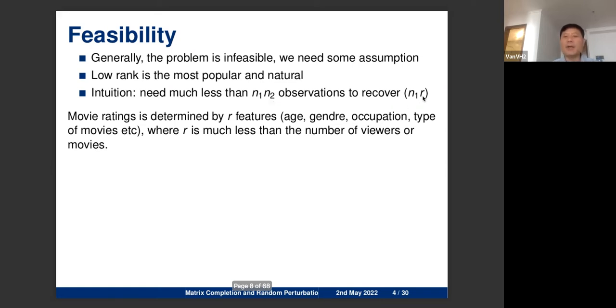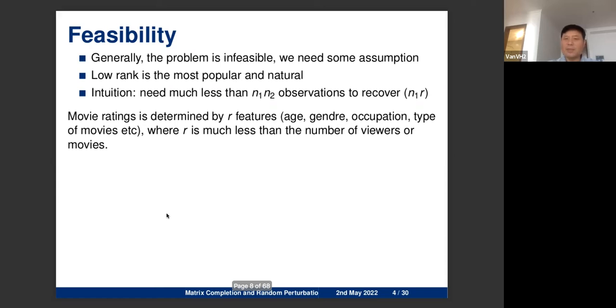And typically, if we are really lucky, then we need only, say, R times the dimension to get the matrix. We don't need the product of the dimensions. And the motivation, or actually the reason for this low rank assumption, is that usually things are determined by only a few features. For instance, movie ratings are determined usually by your age, gender, occupation, type of movies, and another 20 sort of things that matter to you.